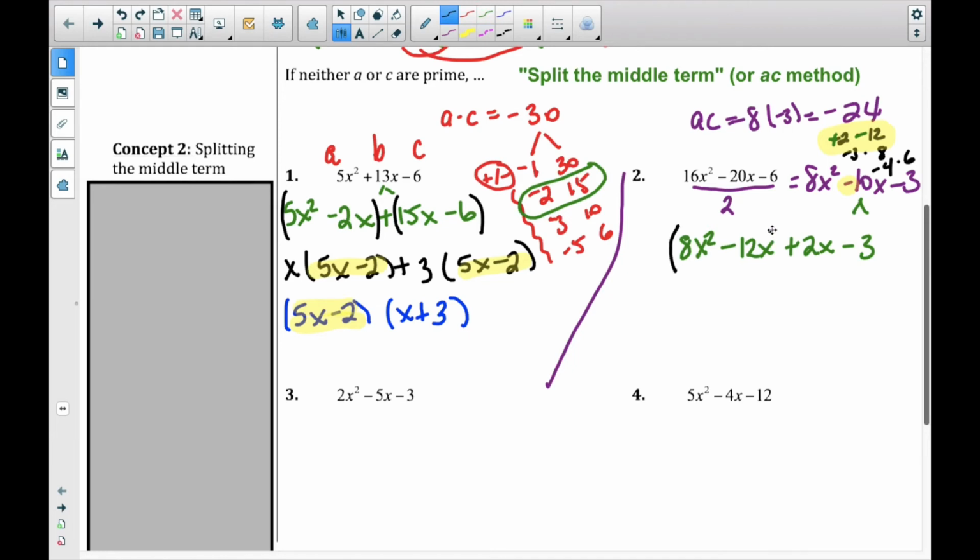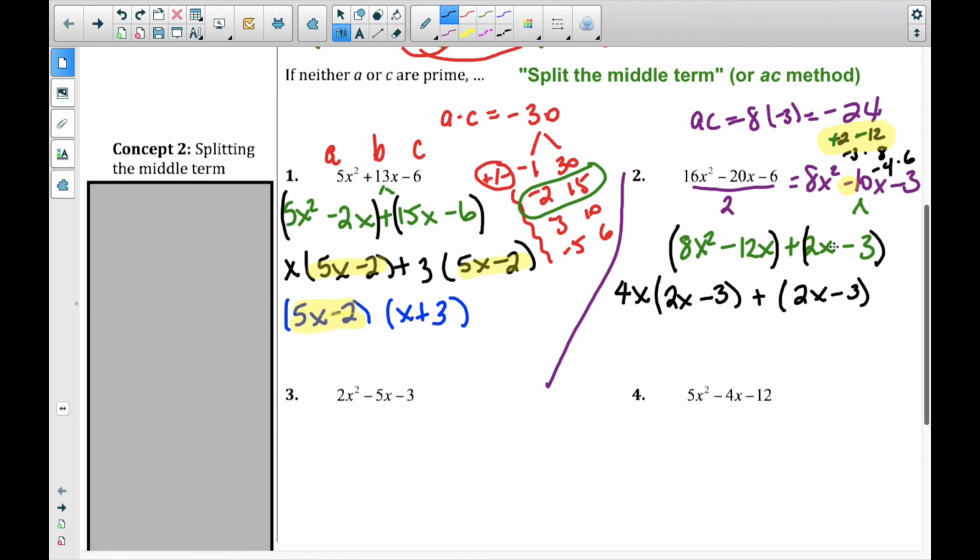The next thing that we do is we group the first two together and the second two together. We look for a GCF. In my first set of parentheses, I can factor out a 4x, and that leaves me with 2x minus 3. In my second parentheses, there's nothing to pull out. Do you see that? Neither one of those has a GCF. However, lucky for us, it matches. The 2x minus 3 and the 2x minus 3.